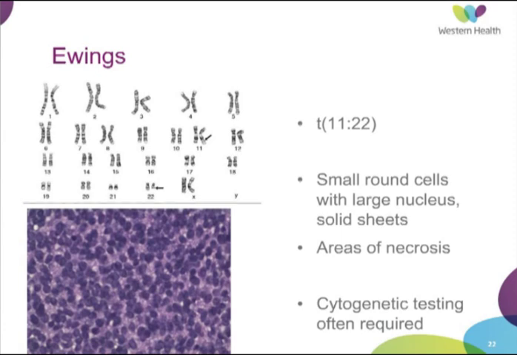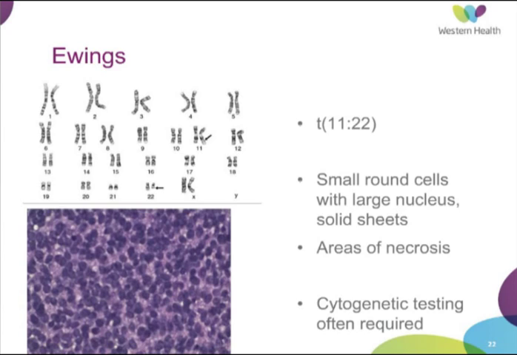If you want to go back into your university days, there's a translocation here between the 11th and 22nd chromosomes. So the 11th looks slightly longer and the 22nd chromosome looks slightly shorter. Okay, that's about the extent of my knowledge. And then there's the light microscopy appearance with lots of small round cells with very large nuclei.